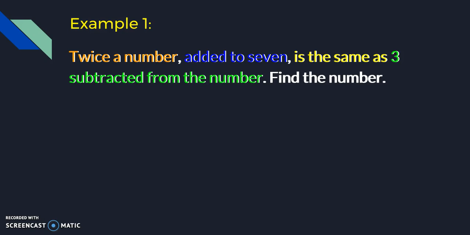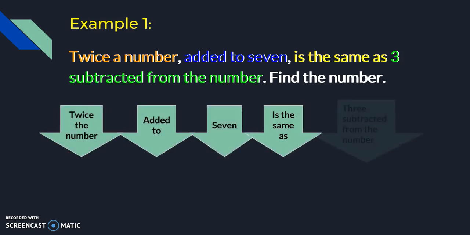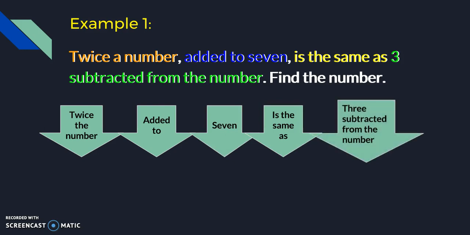So we have 2 numbers in here, that means we have 2 variables, but they're exactly the same. So they will be represented by the same thing. I'm pulling down my information and I write my equation. So I read it, I understand what I'm trying to find. Now I translate it into numbers. So I have twice the number, so 2x added to 7, plus 7, is the same as, is always equal, 3 subtracted from the number, so x minus 3.